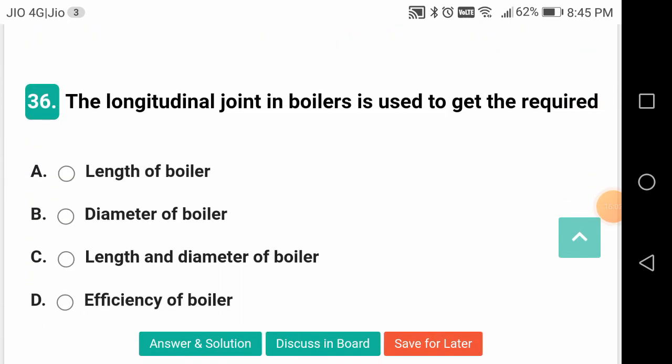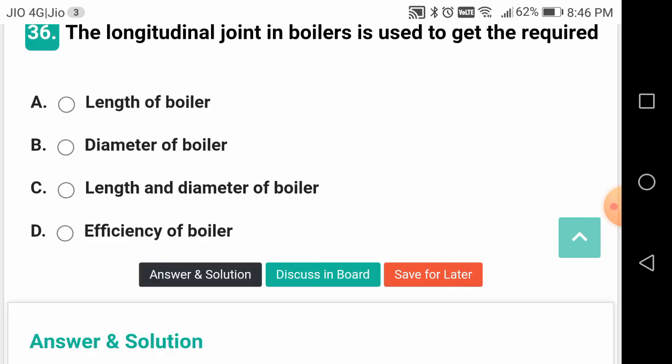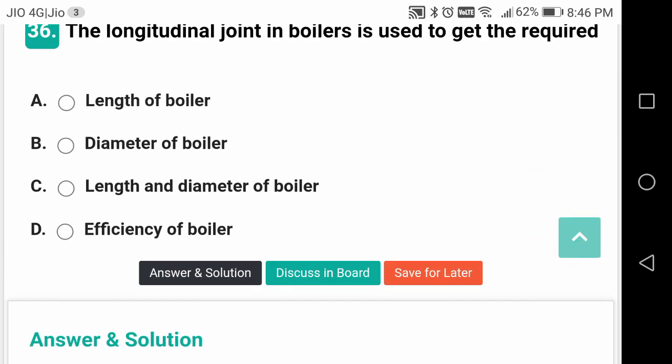The longitudinal joint in boilers is used to get the required, this is a good question, friends, which dimension? It is going to be the diameter of the boiler.